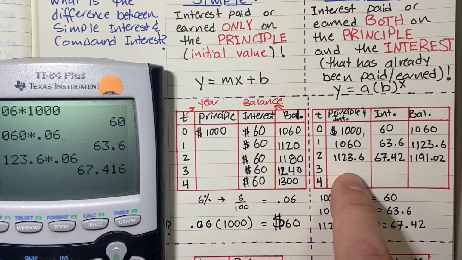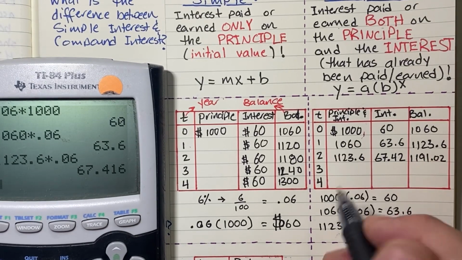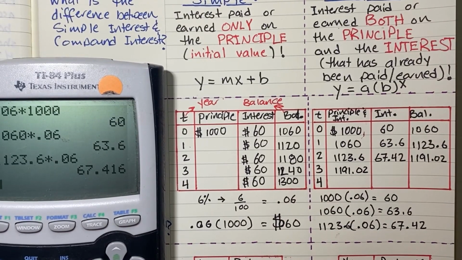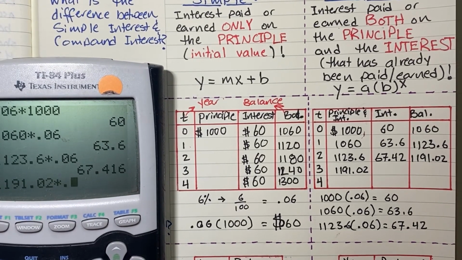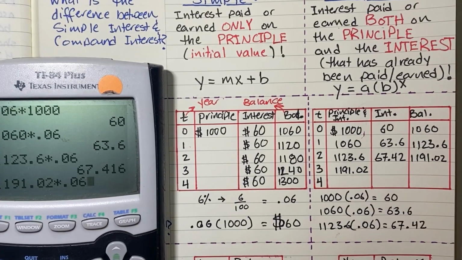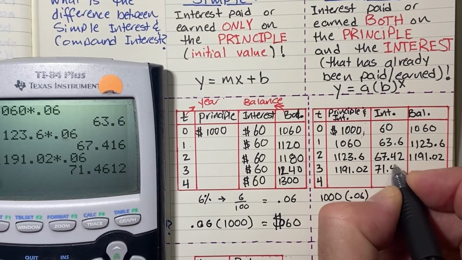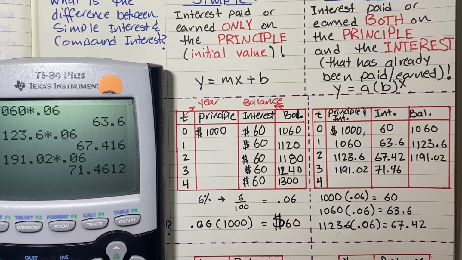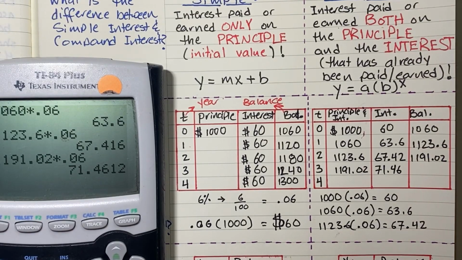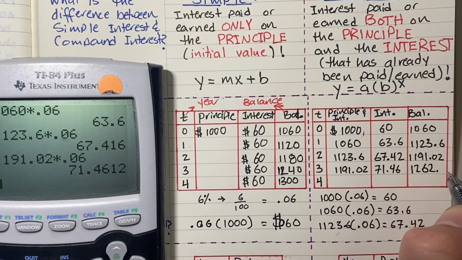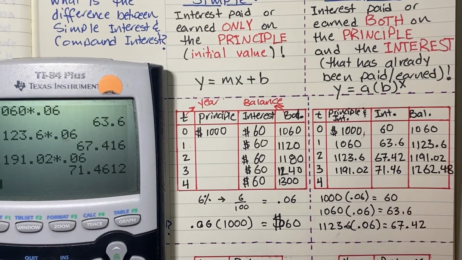So what's our new principal and interest? It's going to be the balance from the year before. So this is 1,191.02. And at this point, you could just keep multiplying on your calculator. So 1,191.02 times 0.06, because we want to know what the new interest is going to be. That's going to give us 71.46. We add that into our new balance, and you end up getting 1,262.48.